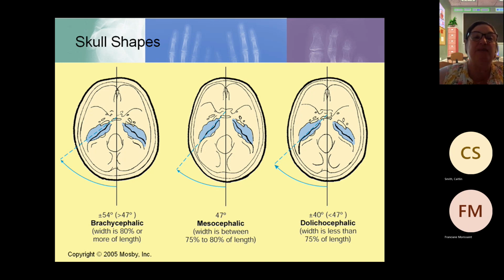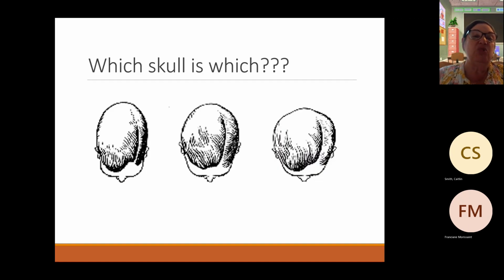So here we have the images of the skull shapes so that you have an idea. And these shapes are looking at the skull from, let's say, if you turn the head upside down. So you're looking at it that way. So let's look at these. Which skull is which when you look at these?